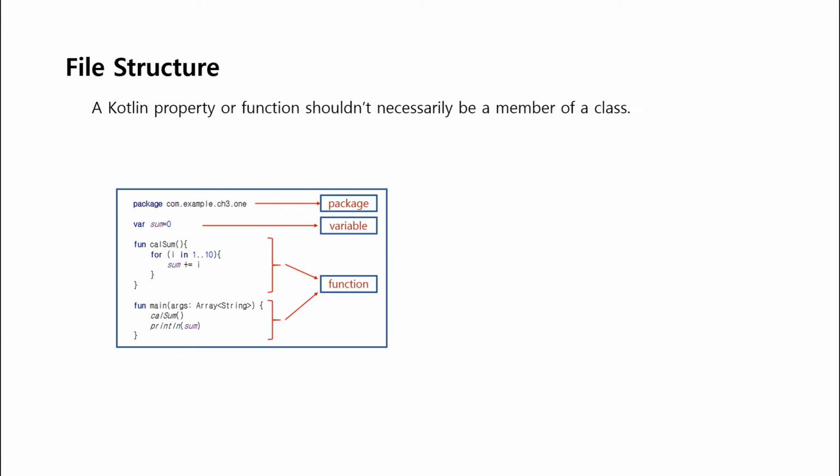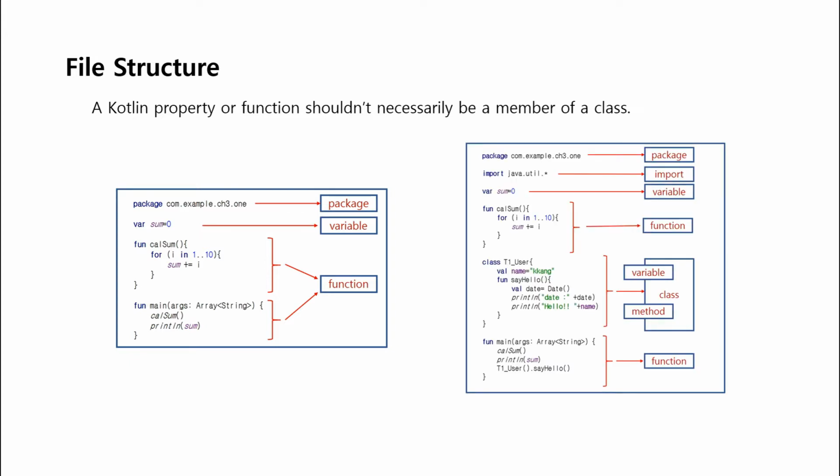Let's see the next picture. There's a package followed by import statements, and properties and one function are declared as top level, followed by a class, and so on and so forth. As you can see, in Kotlin we can have properties and functions as top level as well as a class.